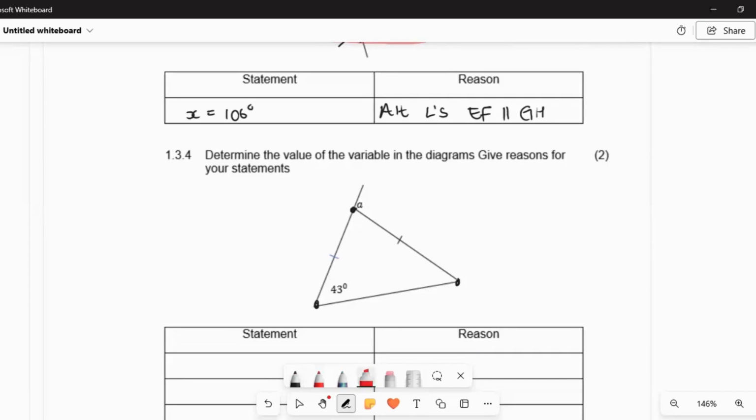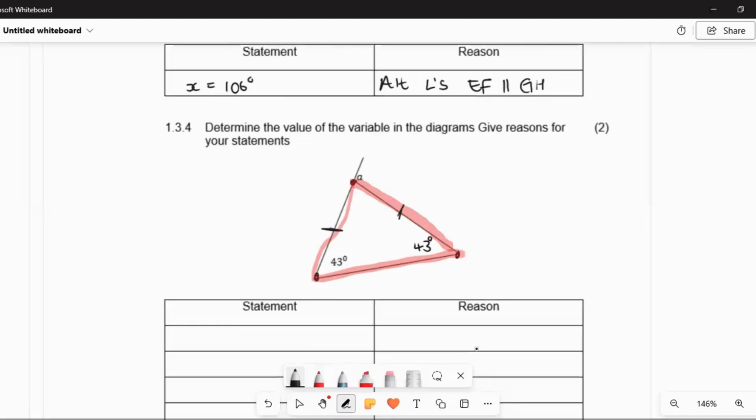We can see that we have this triangle here, right? And then what kind of triangle is this one? Okay, fine. We can see that it is an isosceles triangle. How? Because this side is given as equal to that side there. So when those two sides are equal, it means this one here is how much? 43 degrees as well. Okay?